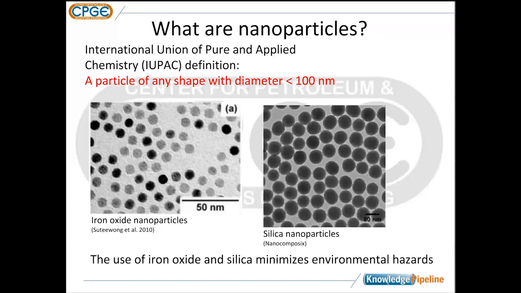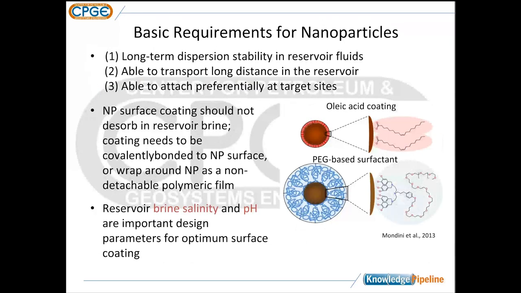On the left are some iron oxide nanoparticles. You can see that they're very, very small. They have diameters probably less than 10 nanometers. And on the right are some silica nanoparticles, which are similarly small. These iron oxide and silica nanoparticles are mainly what we've been using in our applications. The reason for this is that these are both environmentally safe to use. Iron oxide nanoparticles are used extensively in the medical field for in vivo delivery of targeted heating and imaging. And silica nanoparticles, well, that's silicon dioxide, so that's just quartz. So these are both very safe, and it minimizes the risk and hazard to the environment.